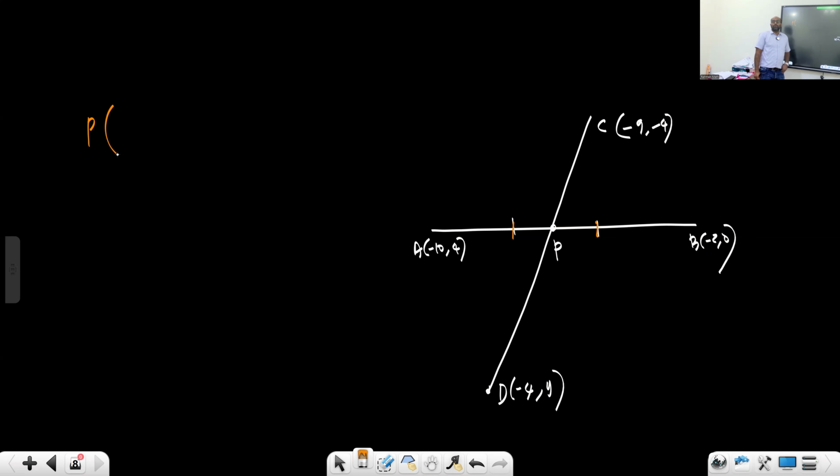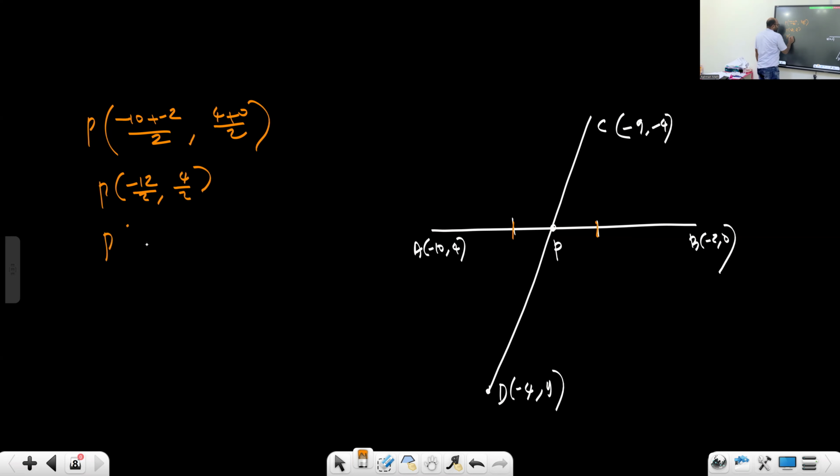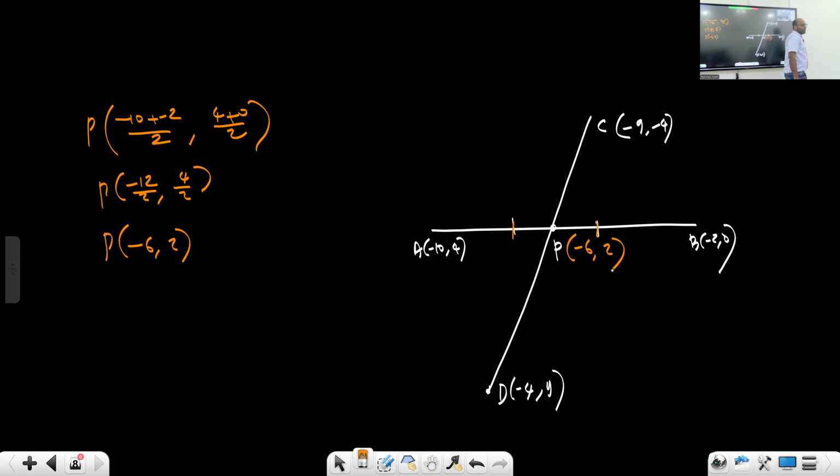Tell me the value. P is the midpoint of AB means then P is what? Okay, very good. Minus 10 plus minus 2 by 2, comma, 4 plus 0 by 2. So the P coordinate is minus 12 by 2, 4 by 2. What is the P coordinate? Please place it in the diagram. Minus 6 comma 2.